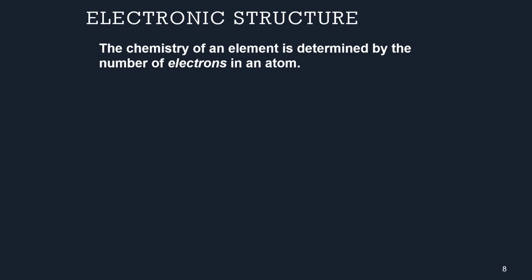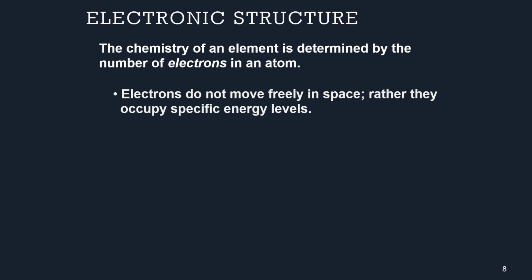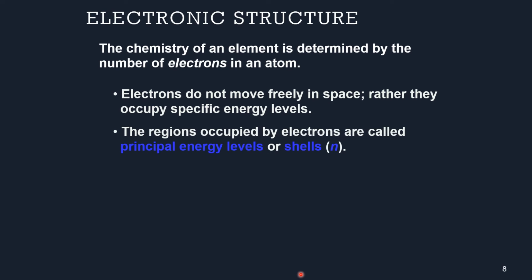All right. So the chemistry of an element is generally determined by the number of electrons in the atom. And electrons don't actually move freely in space. So the electron cloud is not just anywhere outside of the nucleus of the atom. The electrons occupy specific energy levels. So they're going to be in different spots around the atom depending on how much energy the electron has.